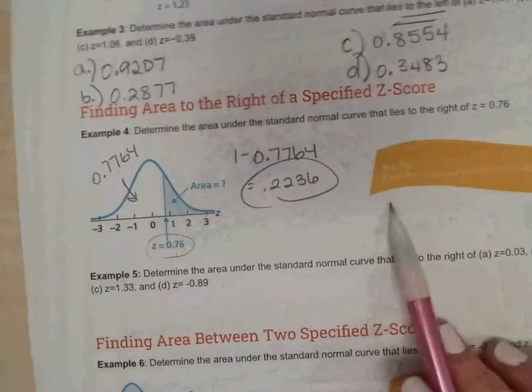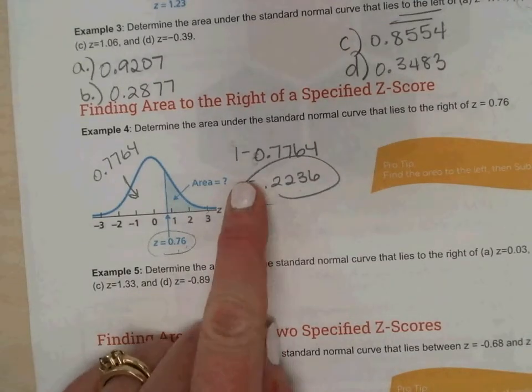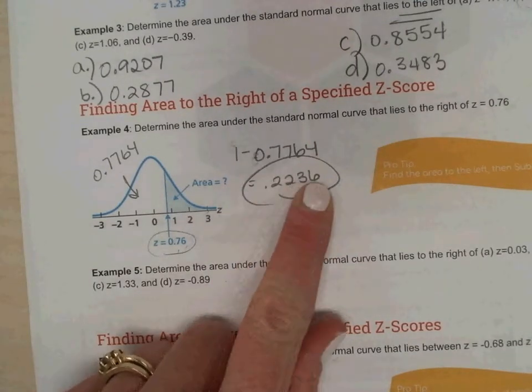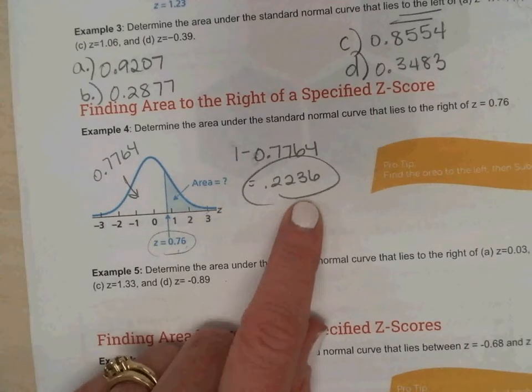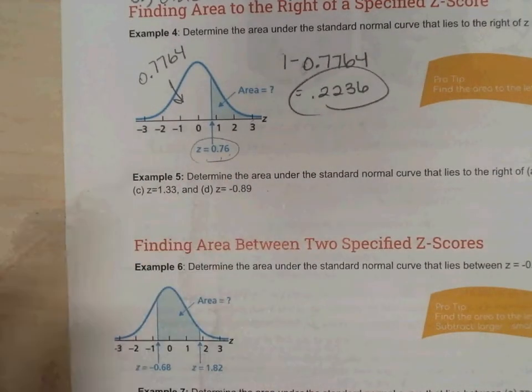Thank you. Here's a little pro tip in my goldenrod yellow ribbon there. Find the area to the left and then subtract from 1 whenever you're finding the area to the right of a specified z-score. Wait, so I didn't even have to do the subtraction? You did. 1 minus 0.7764 is equal to, I looked up 0.76 on the z-score table.